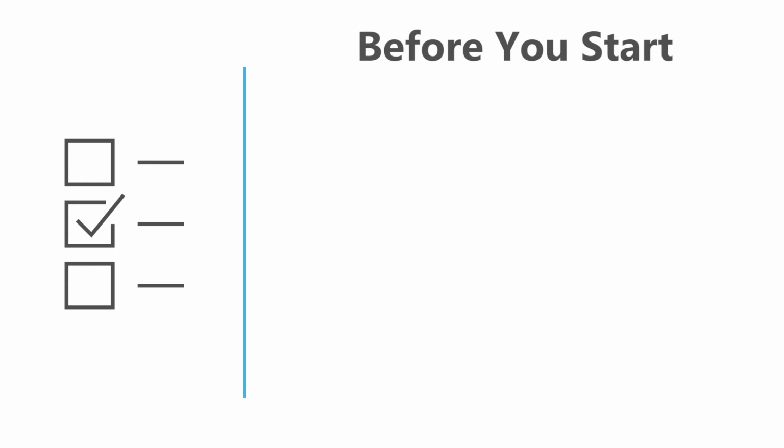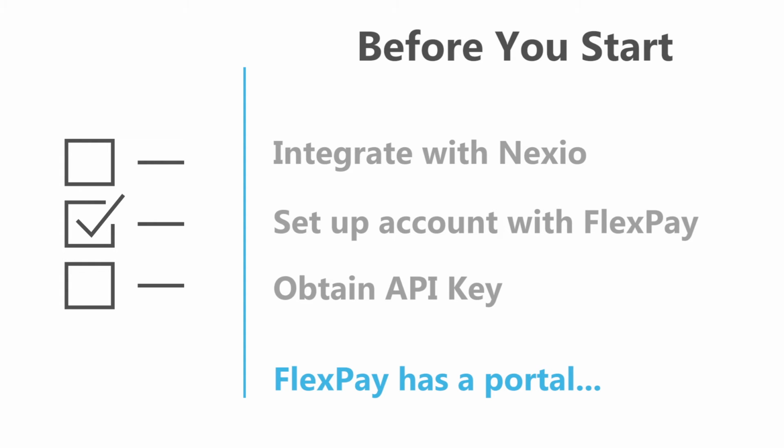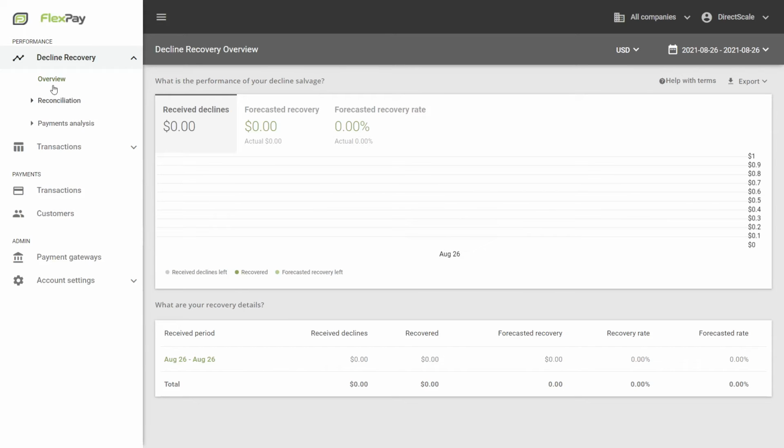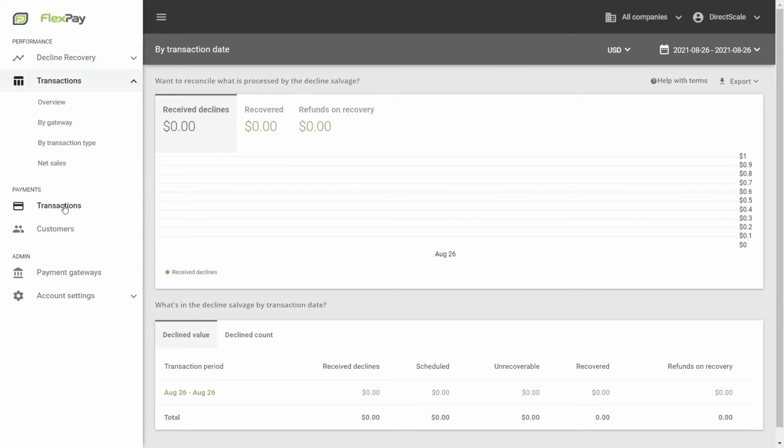Before you start setting up your integration, integrate with Nexio as your payment processor if you haven't already. Then, set up an account with FlexPay. You'll need to obtain your API key from FlexPay. Additionally, FlexPay has a portal with which you should become familiar. This portal works as a reporting hub, among other things, and will list all transactions that have passed through FlexPay and their status.